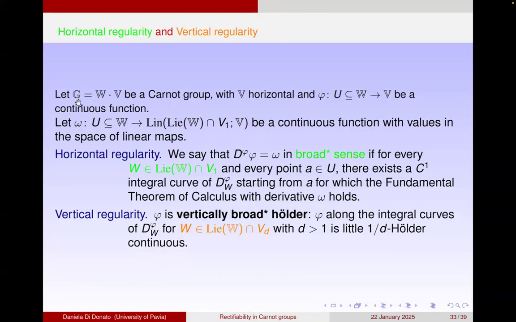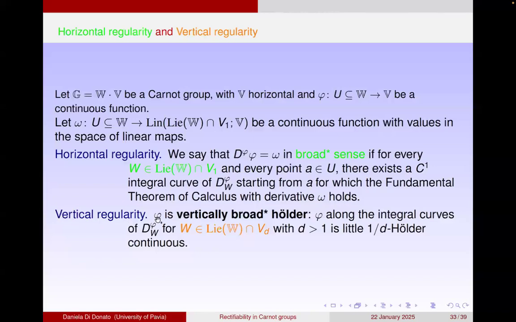We have G a Carnot group of step K, V horizontal, phi a continuous function from W to V. The horizontal regularity says that our PDE system, that in the general case is a first order nonlinear PDE system, is satisfied in the broad star sense if for every vector field W belonging to the Lie algebra associated to W intersecting the horizontal layer, and every point A, there exists a C1 integral curve of D phi W starting from A, for which the fundamental theorem of calculus with derivative omega holds.